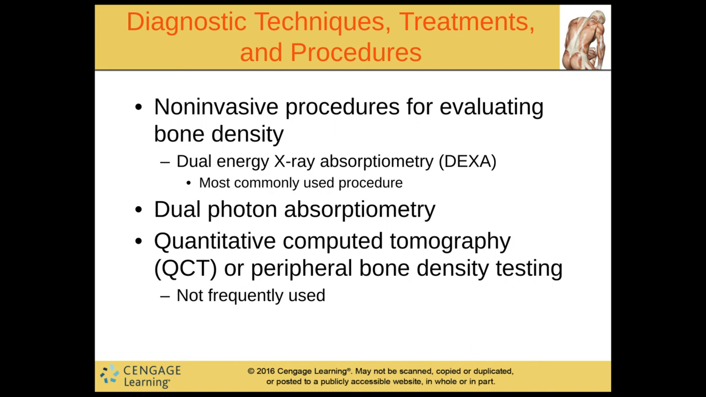Non-invasive procedures for evaluating bone density: you can have a dual energy X-ray absorptiometry. Yeah, that's how you say it. This is the most commonly used procedure. You can have a dual photon or a quantitative computed tomography. These are just different types of X-rays.